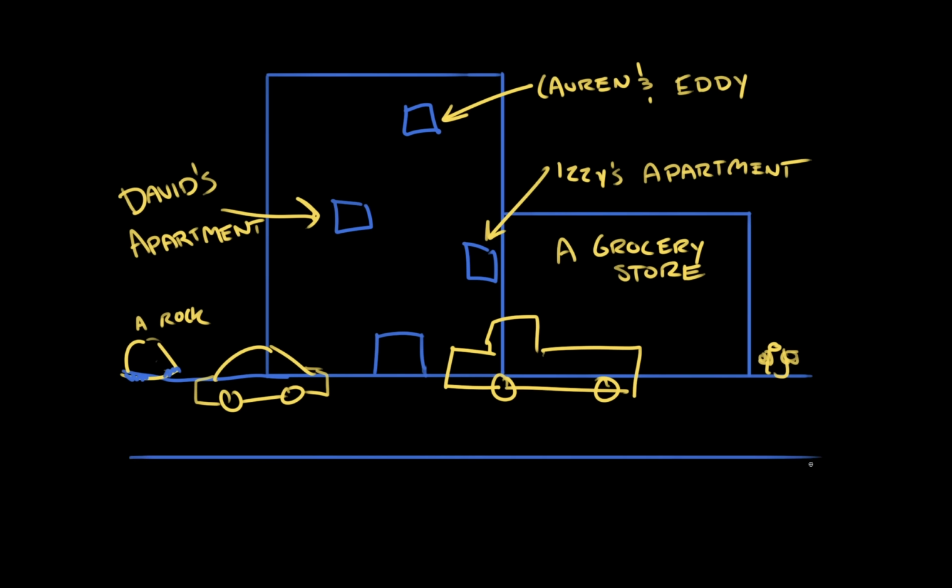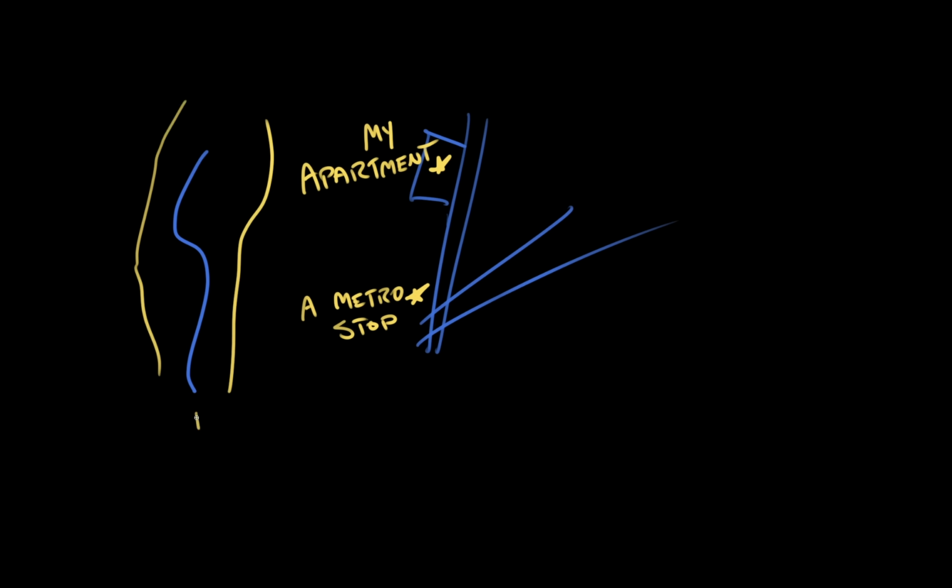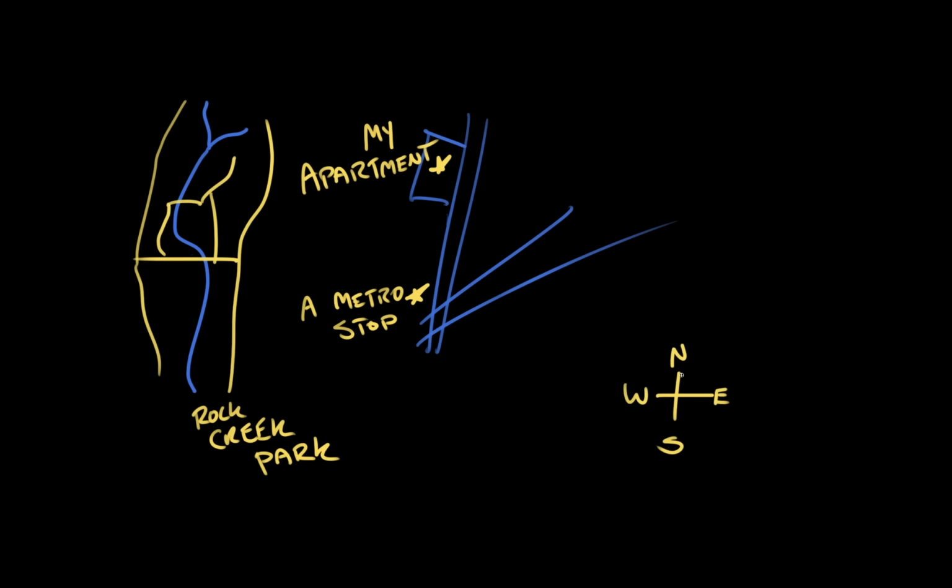A summary is a map of my neighborhood with only the important bits in it. My apartment, a metro stop, Rock Creek Park. When we make a summary of a text, we are, in effect, making a simple map of that text. And it's your job to determine what details are necessary, the most needed.